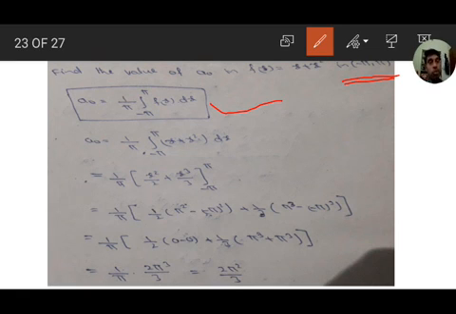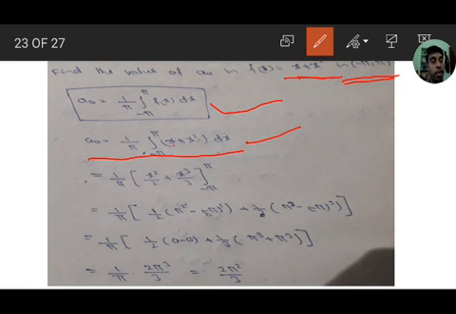integration from minus pi to pi. Up to now the interval was 0 to 2 pi, and here it has changed. So minus pi to pi f of x dx. Substitute in this: 1 by pi integration minus pi to pi x plus x square dx, since f of x equal to x plus x square.